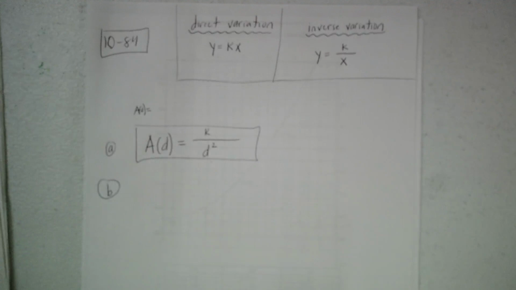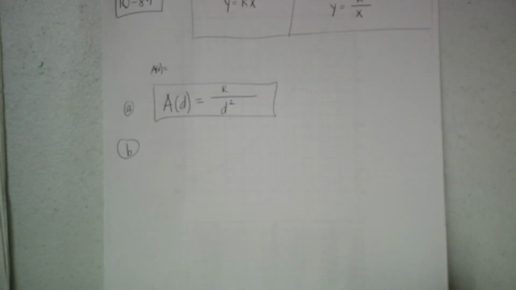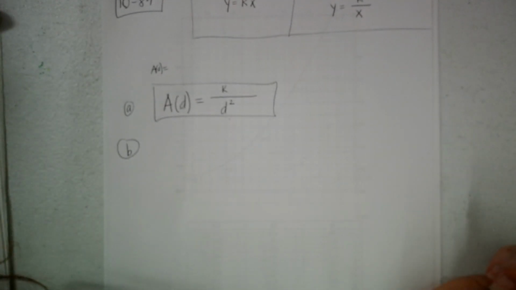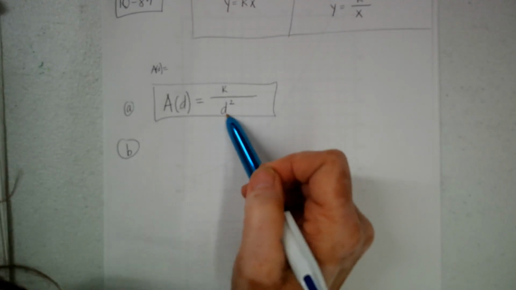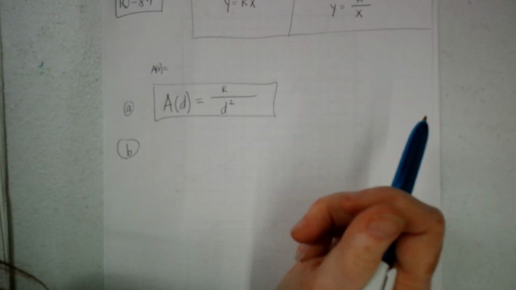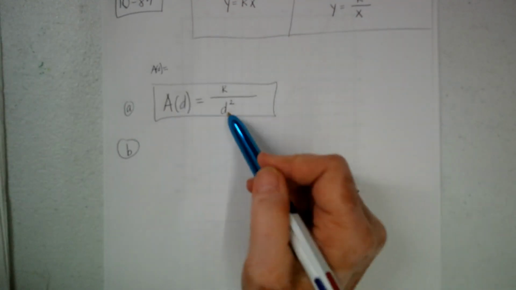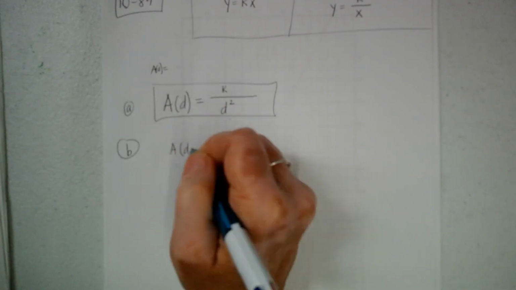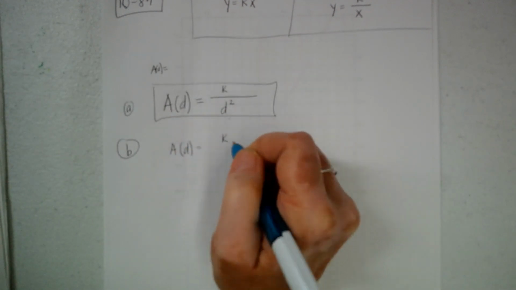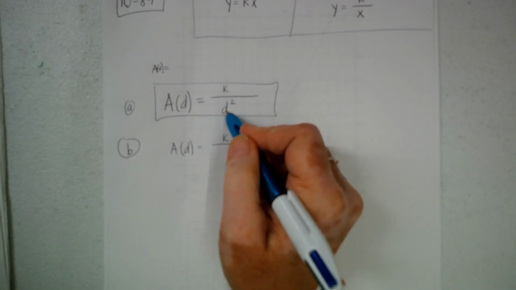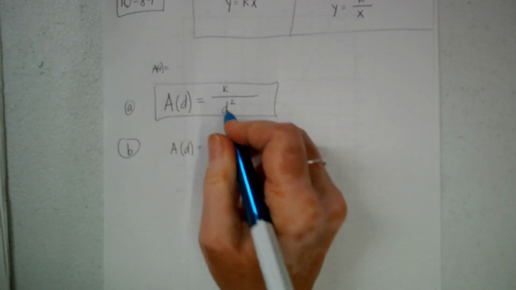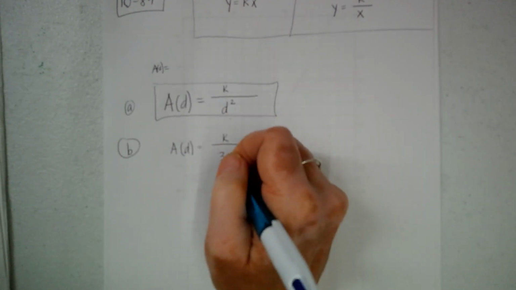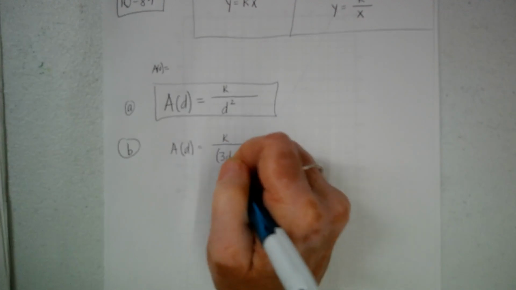Now for letter B, it says if the distance from the light source is tripled, so that's d, if I triple my d, what happens to the amount of illumination? So what happens to A if I triple d? I'm going to triple d, but I have to be careful when I triple it. I'm going to use the order of operations.